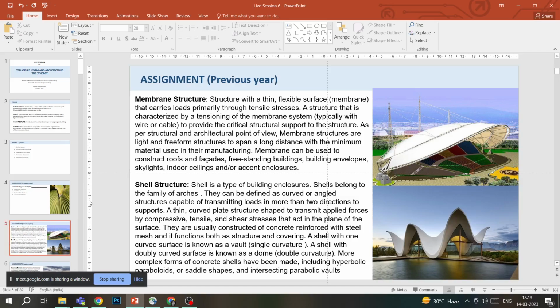So membrane structure. What is a membrane structure? It is basically a structure with a thin flexible surface, which is called a membrane, that carries loads primarily through tension stresses. It is characterized by tensioning of the membrane system, typically with a wire or a cable, to provide the critical structural support to the structure. From a structural and architectural point of view, membrane structures are light and free-form structures, and they span a long distance with the minimum materials used in the manufacturing. They are used to construct roofs, facades, freestanding buildings, building envelopes, skylights, indoor ceilings, or accent closures.